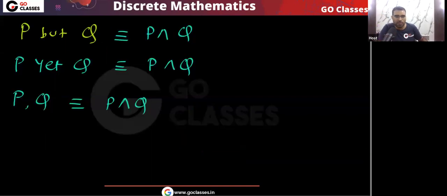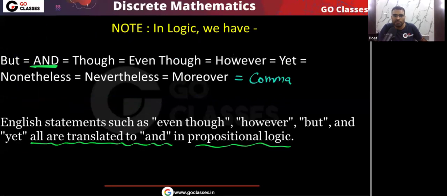Let me know. For example, if you have this statement like P however Q, that is also the same as P and Q. And if you have P and Q, that is also P and Q. I hope all these points are clear. Let's move on. Let me tell you, this is not important actually, but it is a simple point, that all these different English words will translate as and. Now let's move on.